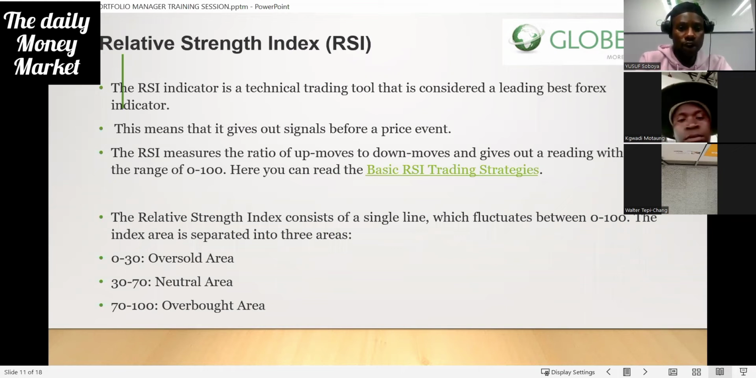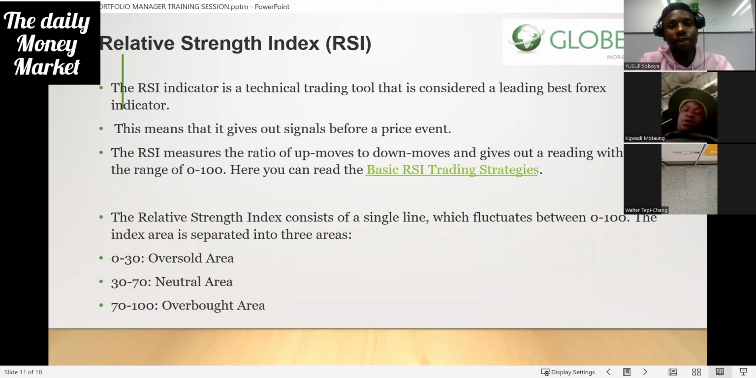Now, here's the key point in that first statement. It is a technical trading tool, so it works with technical analysis. If there are any fundamentals happening while you are using this RSI, sometimes you find out it's not going to work, because there's a news event that spikes the market all the way higher or all the way lower. So it is a technical indicator that you can use technically, but always check your fundamentals. This means that it gives out the signal before a price event.